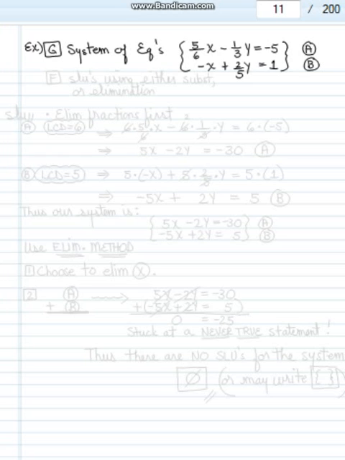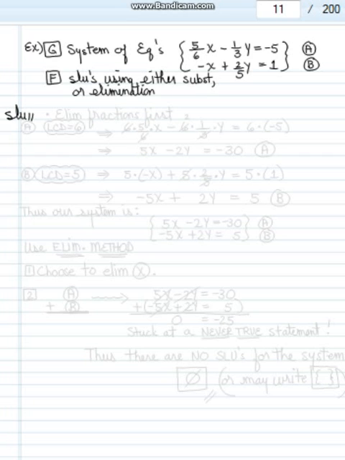So given this system of equations, we'll find solutions using either substitution or elimination. So we'll use one of these two algebraic methods to find our ordered pair solutions to this system.